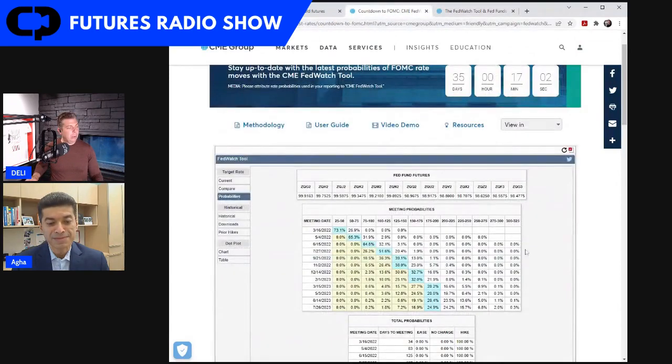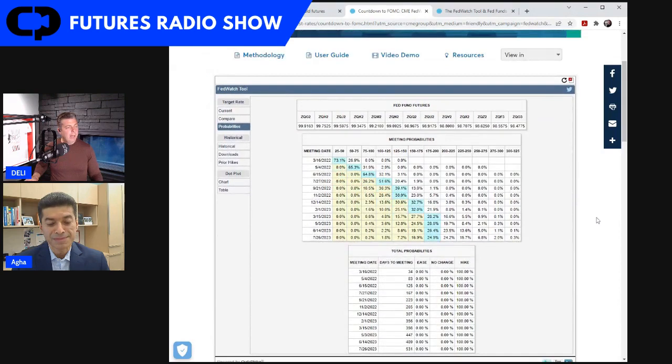And I want to go back to this graph here, Agha, and look at you watch this stuff more than anybody I know. Just by looking at this, what is the market telling us about interest rates going forward the rest of 2022?